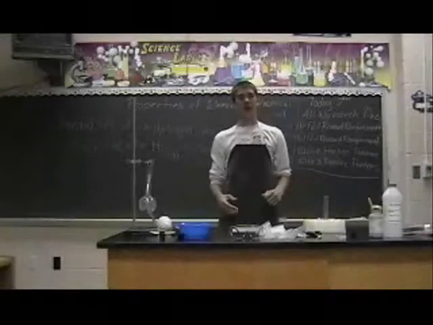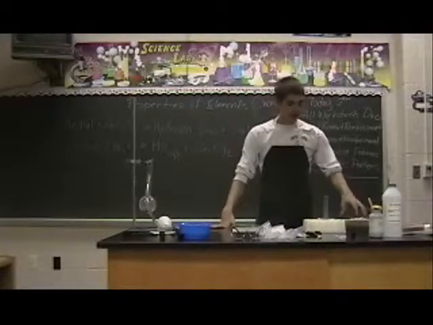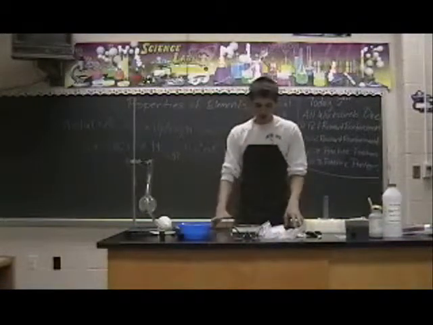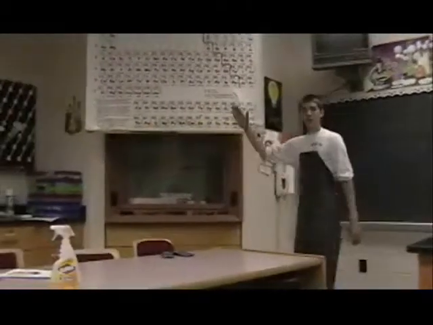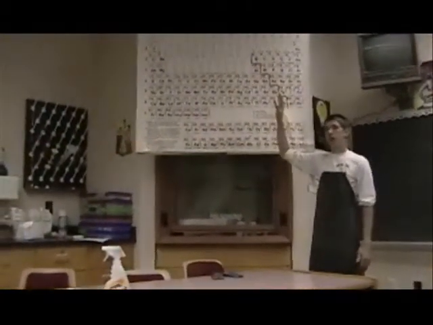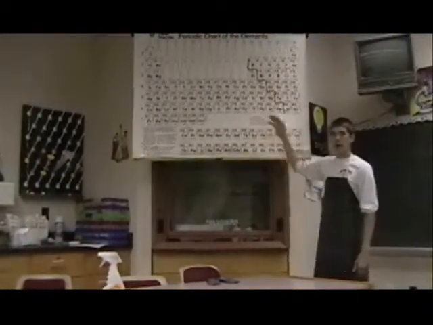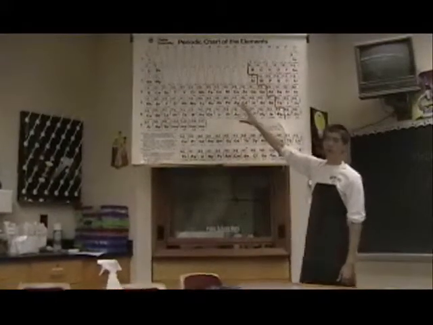Hi, my name is and I'm going to show you an experiment on how we can take an acid and a metal and produce a gas. As you see over here, the periodic table is separated into two different parts. Out of all these elements, there are two ways you can classify them: metals and non-metals.